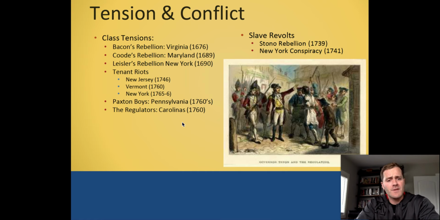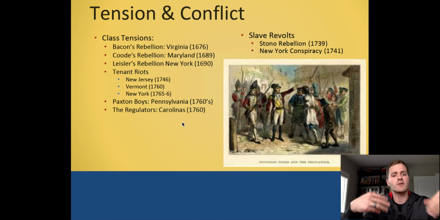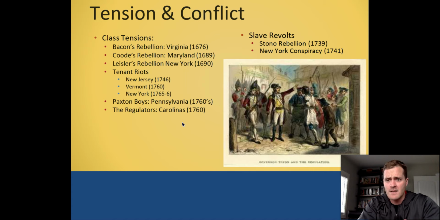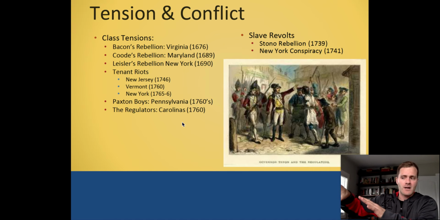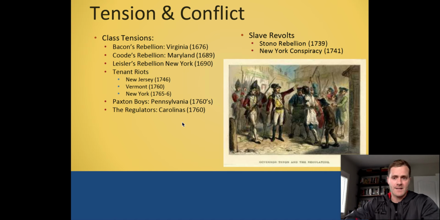We also see a bunch of tension and conflict that's worth noting. We see some class conflict, and we also see some race conflict that are just good things to have in your back pocket as a file. As I already talked about Bacon's Rebellion in Virginia in 1676. We also see a variety of other conflicts that are almost always about the urban elites versus the rural, backcountry, frontier, lower classes. Leisler's Rebellion in New York reflects that.